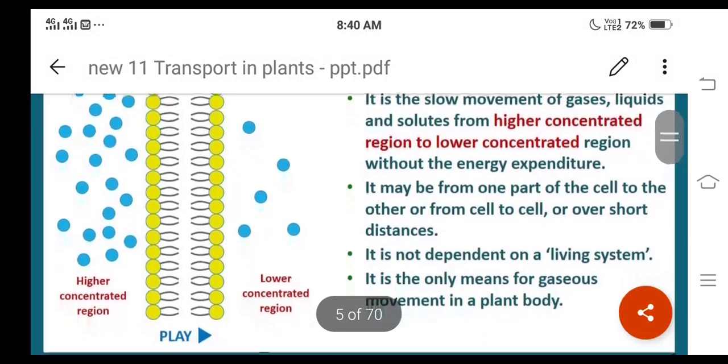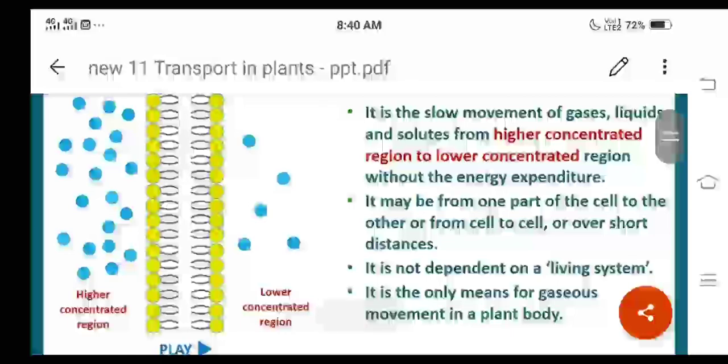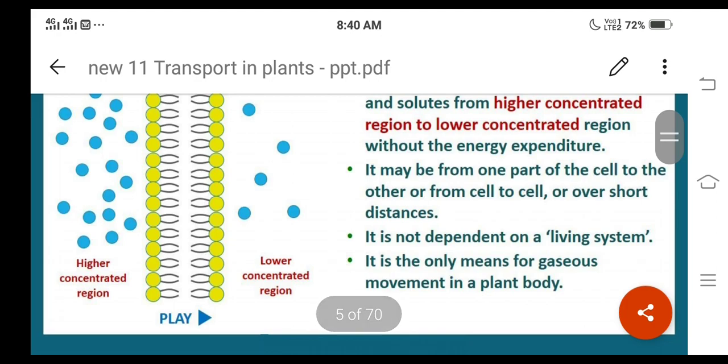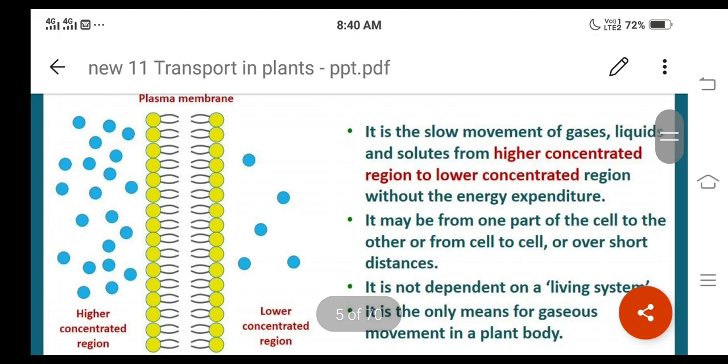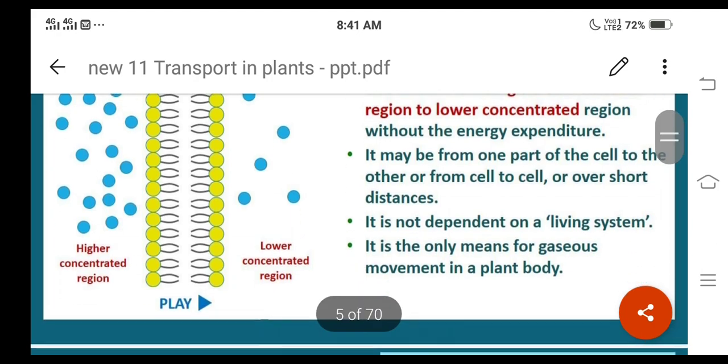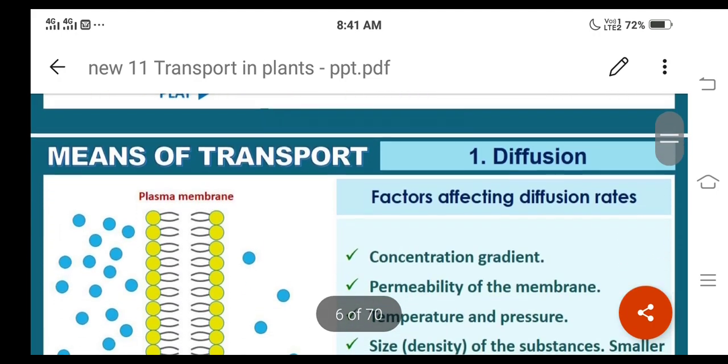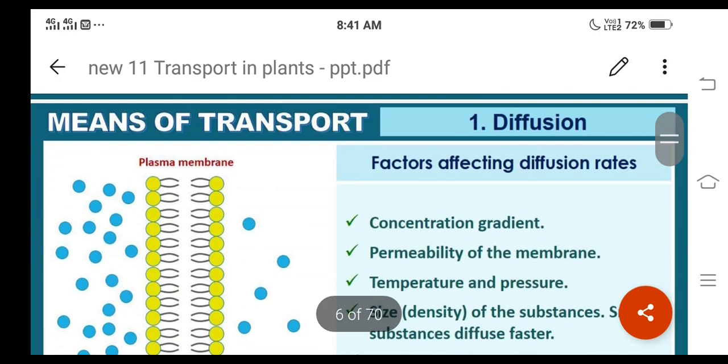Here in the diagram of the plasma membrane, at one side there is a higher concentrated region, and at the other side a lower concentrated region. Here the diffusion will occur from the higher concentration region to the lower concentration region without the expenditure of energy, right? Okay, then let us move on to the other part, regarding the diffusion only.